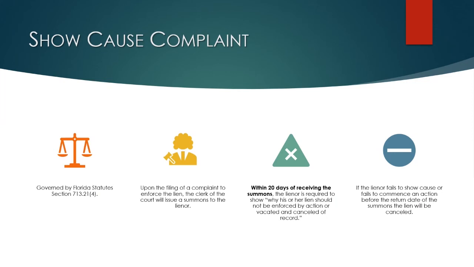Now, there is some wiggle room in the statute that talks about requiring the lienor to show why his or her lien should not be enforced by a foreclosure action. I don't get into that situation. I don't want to get into an argument with anyone that we didn't say that in our filings. We just go ahead and foreclose on our lien within that 20-day period. Can't go wrong with that response to a show cause complaint. But obviously, you've now got 20 days versus a year, so you want to make sure you're vigilant there. Obviously, if the lienor does not take that requisite action, the lien is gone.